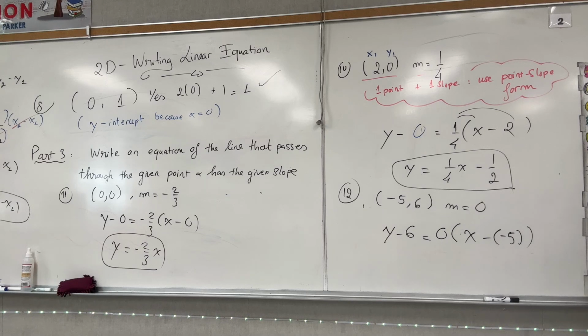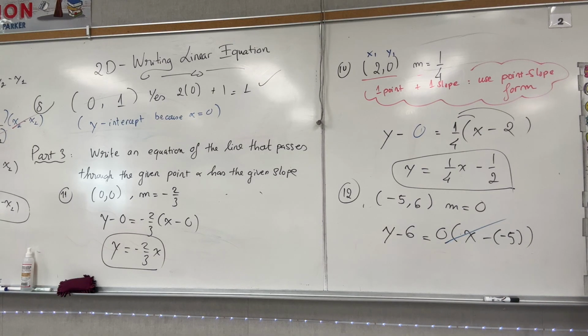Yeah, that's right. That's good. You distribute, right? But this is 0. 0 times everything is 0. 0 times Nico is 0. 0 times Alison is 0. You got the idea? So this one just gone. Everything just gone. You have y minus 6 equal to 0. Is that your answer? No.